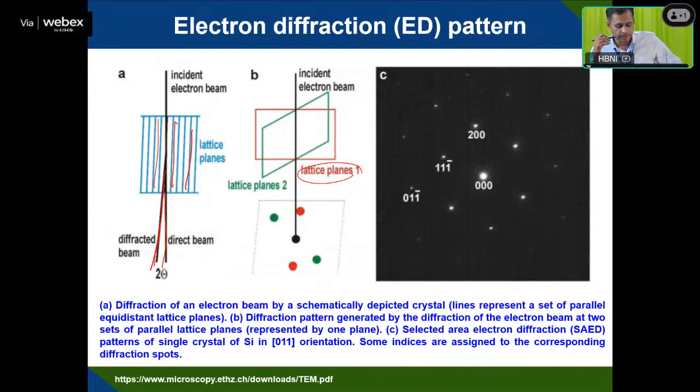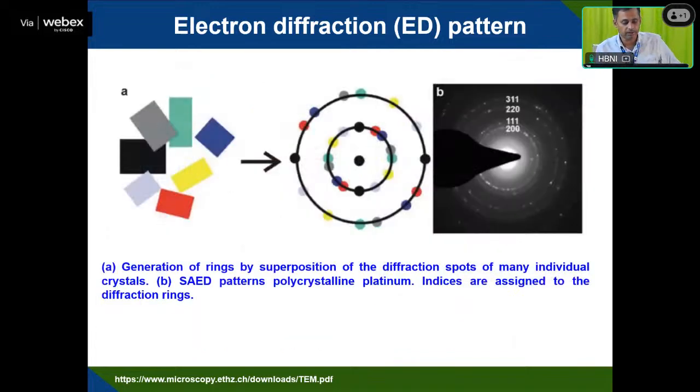So diffraction of the electron beam is shown schematically. The crystal lines present a set of parallel lines, and here is the diffraction pattern generated by the diffraction of the electron beam. You can see two parallel lattice planes, one red and one green. Depending upon how the electron beam is oriented to the particular lattice plane, when it is oriented to the green plane, you will see the green dots. When it is the red plane, you will see the red dots. So you are able to see this type of electron diffraction pattern.